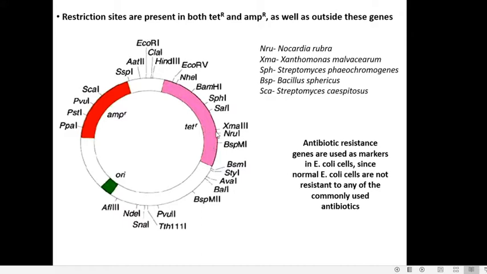But if the vector pBR 322 is present in this E. coli cell, then they will be able to grow in media containing these antibiotics. So, this property is used for checking whether this vector has entered into the host cell. That is what is called as screening. Now, we come to why we are using two antibiotic resistance genes as markers.